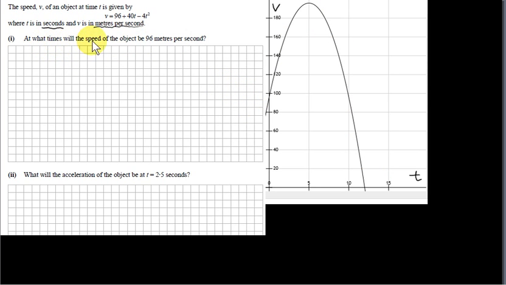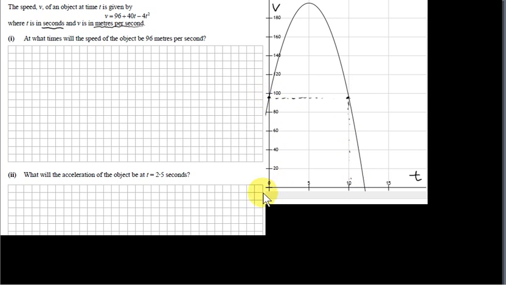We want the times when the speed of the object is 96 meters per second. So we could go to 96 meters per second on the v-axis. Actually, this point here is 96, and read off the times. You can see one of the times is actually 0, and then we could go across here and read off the other time. The other time I think is 10, or it's very close to 10 anyway. It looks like 10 from this diagram. I'll have to work it out to confirm it. So at t equals 0, the speed is 96, and at t equals 10, the speed is 96.